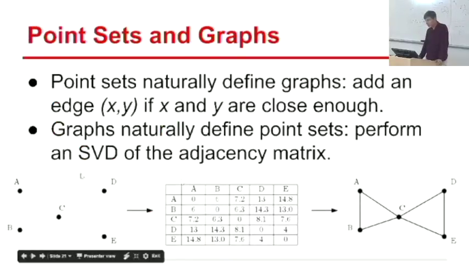What I wanted to show you is that thinking about point sets can often be reduced to thinking about graphs, and thinking about graphs can often be thought of as working with point sets. There's a little bit of a duality thing here. What would be a natural way to turn a set of points into a graph? Let's think about it. If I have a set of points here, is there a way I can naturally make a graph out of it?